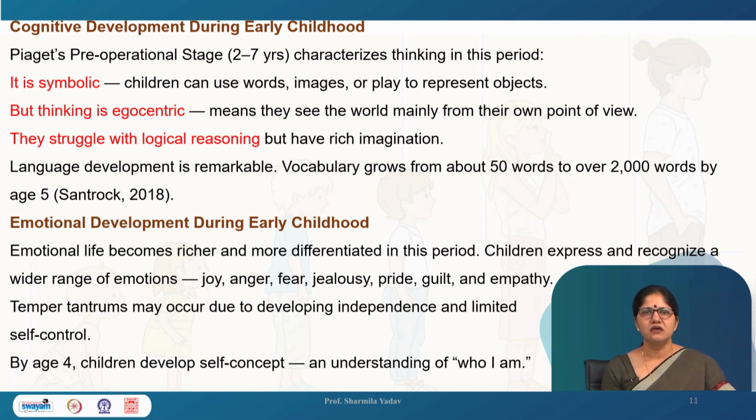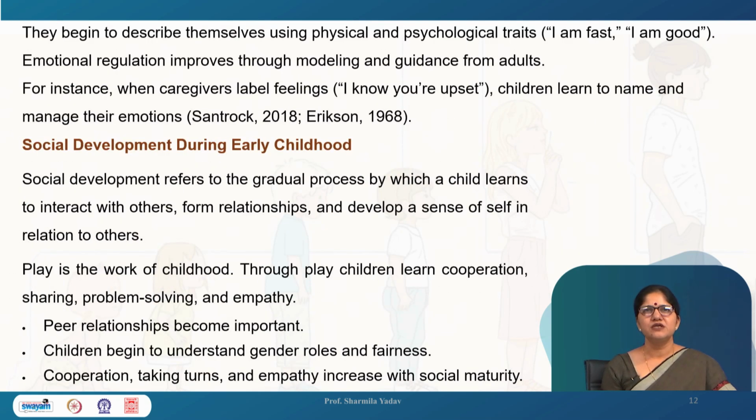Temper tantrums may occur due to developing independence and limited self-control. By age 4, children develop self-concept, an understanding of who I am. They begin to describe themselves using physical and psychological traits. I'm fast, I'm good. Emotional regulation improves through modeling and guidance from adults. For instance, when caregivers label feelings, I know you are upset, children learn to name and manage their emotions.